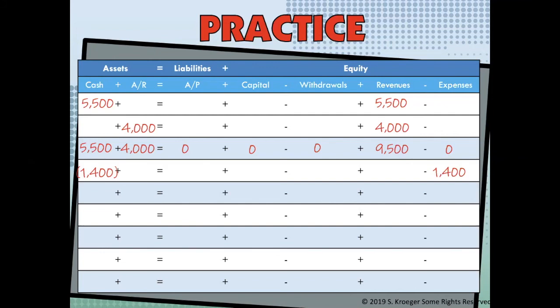Now we're going to have to total these up on this darker blue line. We had 5,500 in cash. We just spent 1,400. So now we have 4,100. Just bring everything else down because nothing happened. 9,500 comes down, and now we have expenses here of 1,400.